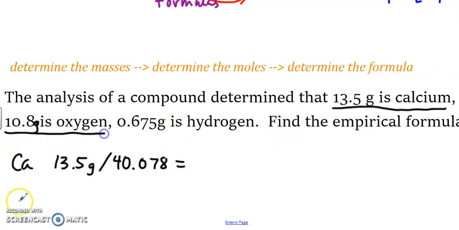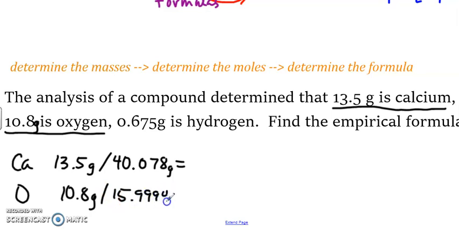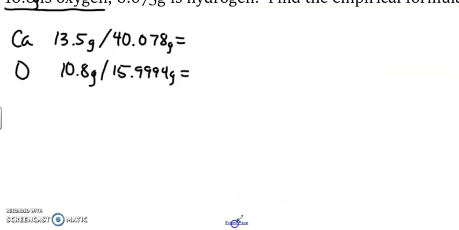Oxygen, we've got 10.8 grams, and we're going to divide by, oh, I should have put grams there. Anyway, remember these are grams per mole, so that's how we get a mole out of it. And then 10.8 divided by the 15.9994 grams. Okay, and then let me expand my page here.